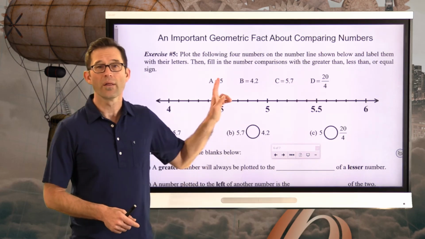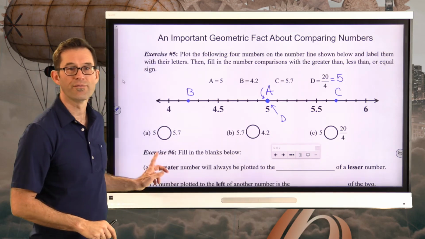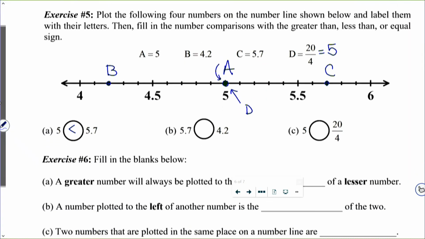All right, here we go. Well, a equals 5. You don't get any easier than that. That's going to be right here. B equals 4.2. Also pretty simple. C equals 5.7. Not bad. Maybe the only one that's challenging is 20/4, but 20/4 is also 5. So it's a little bit tricky, but I'm going to put a little arrow here and put a D there as well.